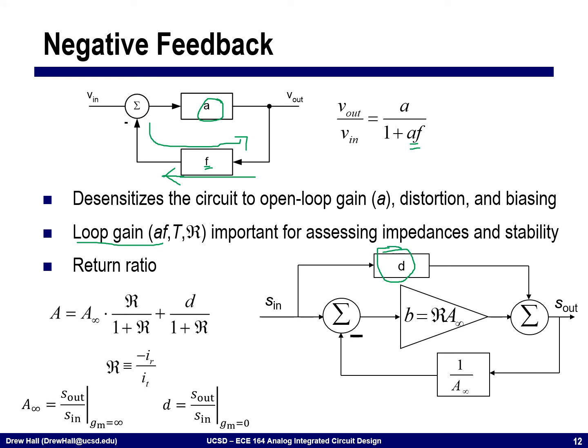In addition to this, this particular model is quite nice because it allows us to simulate each of these parameters. So I can simulate A infinity, I can simulate D, and I can simulate the return ratio here, which makes it much more amenable to general purpose analysis rather than having to try to fit things into this block diagram, which don't always fit nicely. In order to calculate the closed loop gain, we derived that the closed loop gain is equal to A infinity times the return ratio divided by 1 plus the return ratio, plus this feed forward term here, D, divided by 1 plus R.